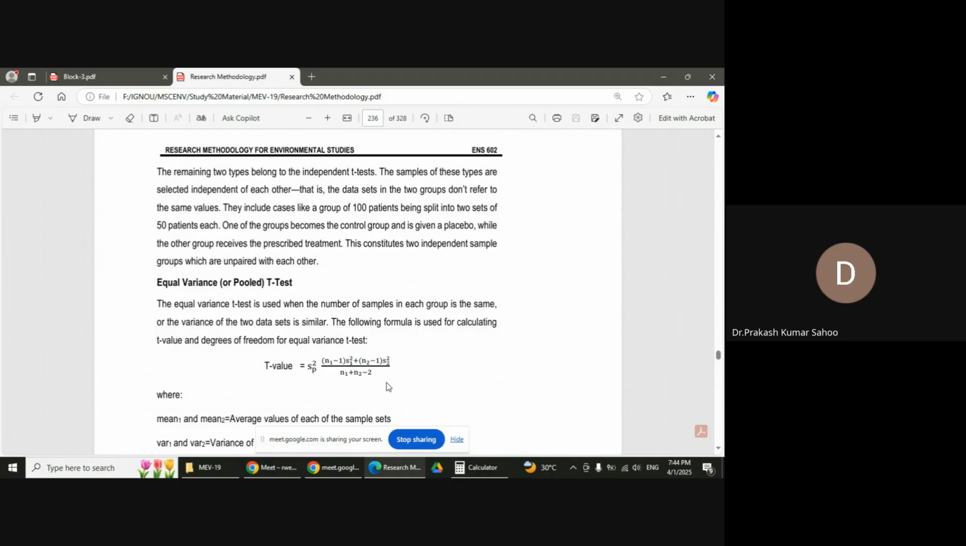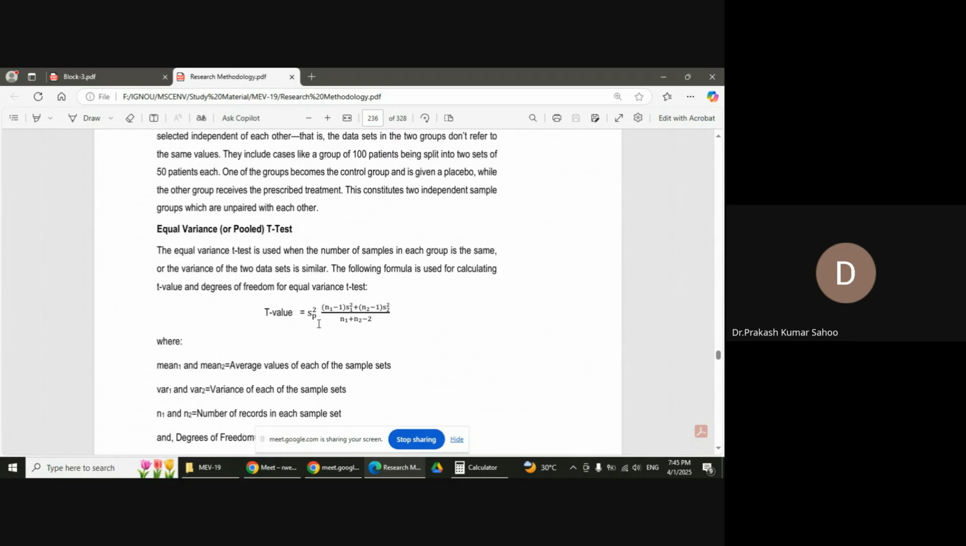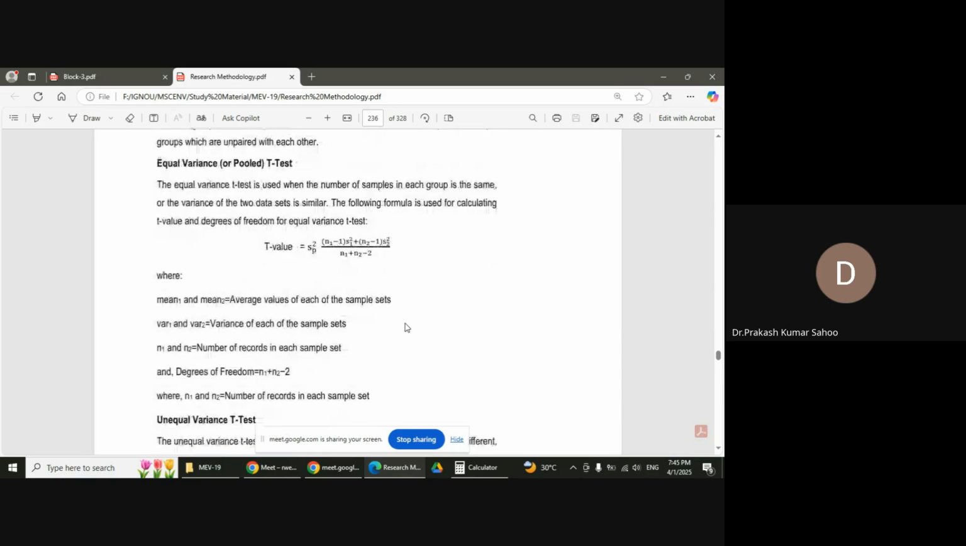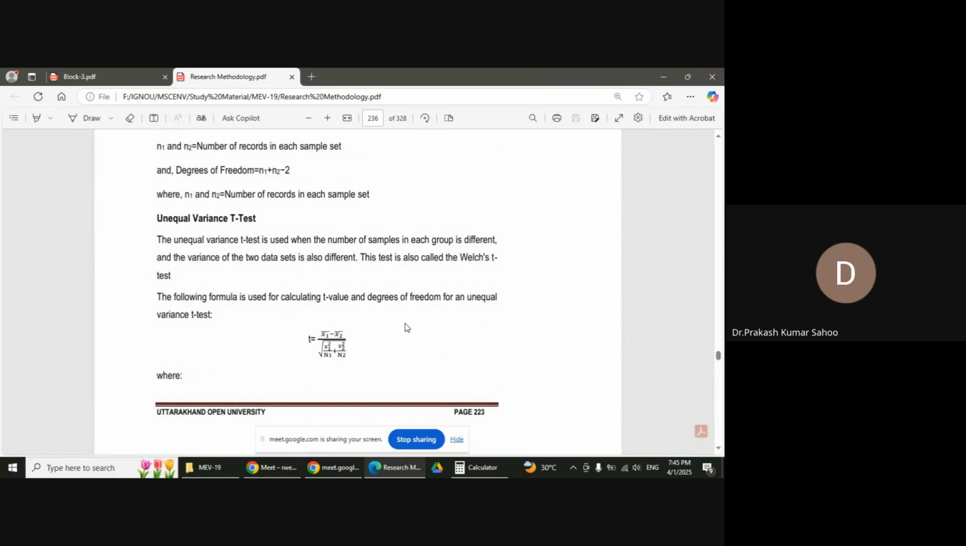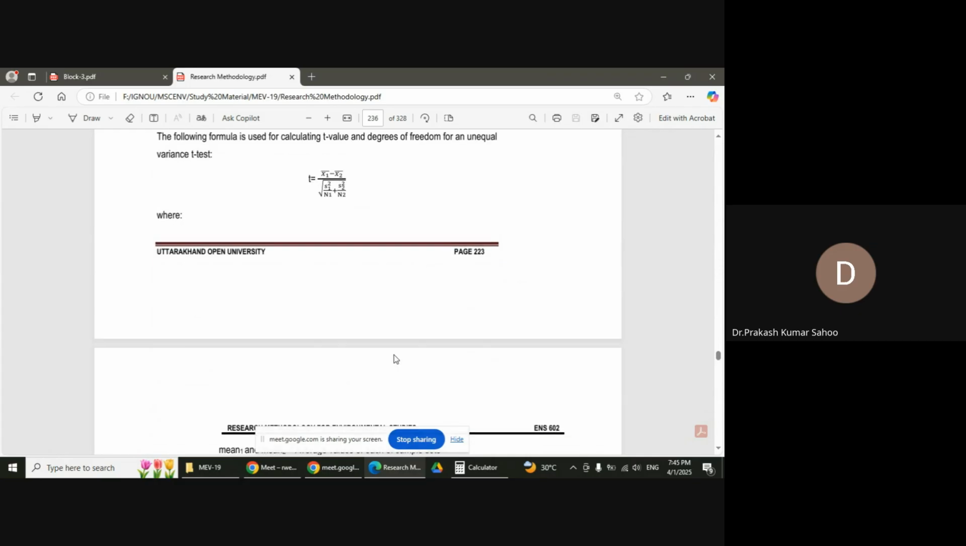So in this way, the t value is calculated. That is a square, n1 minus 1 s1 square plus n2 minus 1 s2 square. Then unequal: if it is unequal, then this is the equation, and this test is also known as Welch's t-test, where the two sets of data are unequal. This one, x1 bar minus x2 bar divided by s1 square by n1 plus s2 square by n2. The t value is calculated.